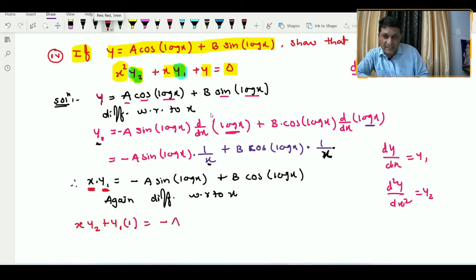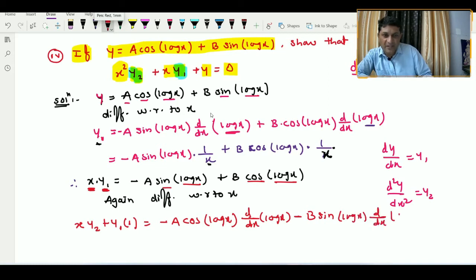On this side, minus a, keep it as it is, the derivative of sine log x will be equal to cos log x into the derivative of log x. Here b, keep it as it is, the derivative of cos log x will be minus sine log x into the derivative of log x. Again, let us simplify it.